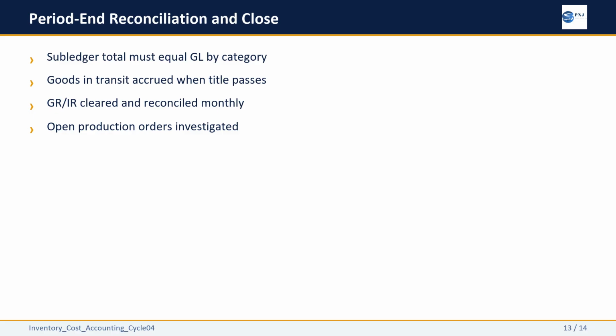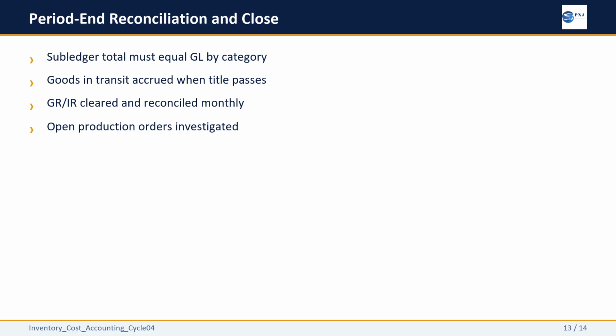The GRIR account, goods received but not invoiced, or invoiced but not received, is cleared and reconciled monthly, with any unmatched balance over 60 days investigated. Open production orders beyond the expected cycle time are checked for booking errors. Period-end accruals book the standard cost of items received per the GRN. When subledger equals GL and GRIR is clear, the period closes.